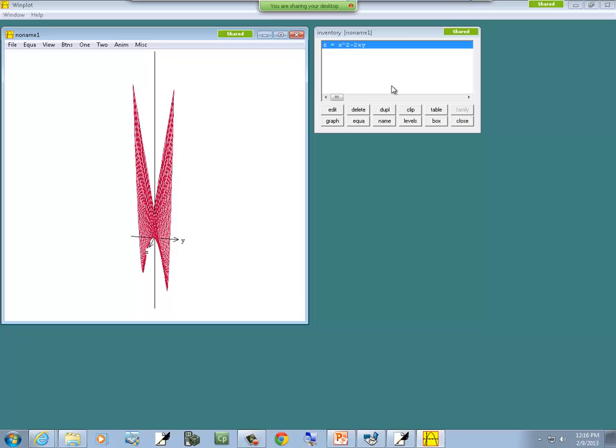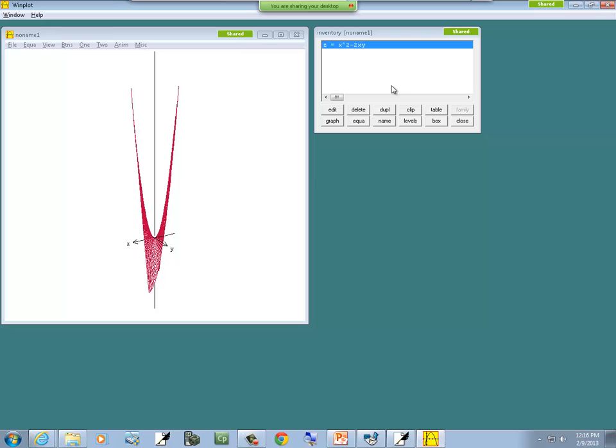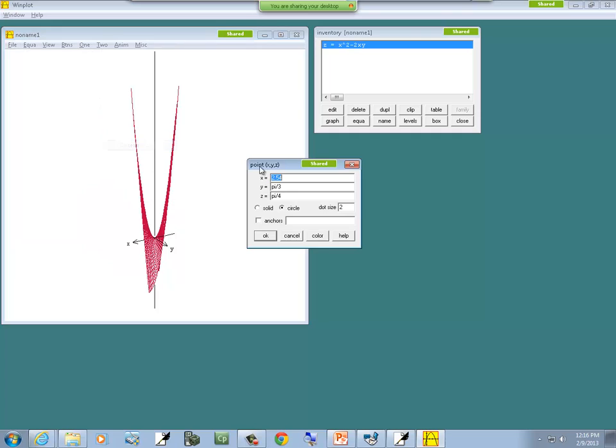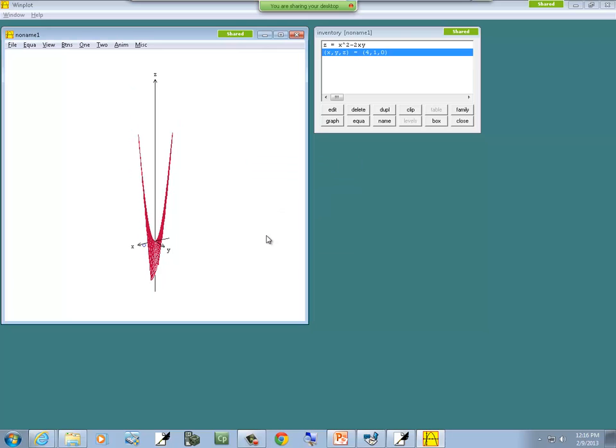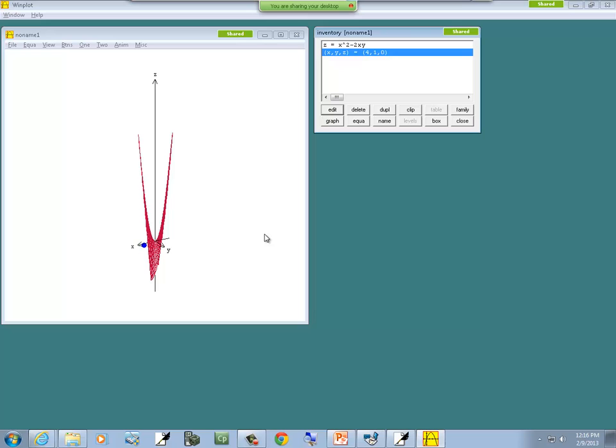Okay, and we're studying it as it goes to 0, 0. Oh, wait a minute, not 0, 0. 4, 1. So if I were to put a point on here, let me see, Equation, where's Point? Point, Cartesian. This would be 4, 1, and 0 for z. So 4, 1, 0. And click OK. And that might have been too small. Let me do an edit again, choose solid, and I'll make this one 4. There it is.